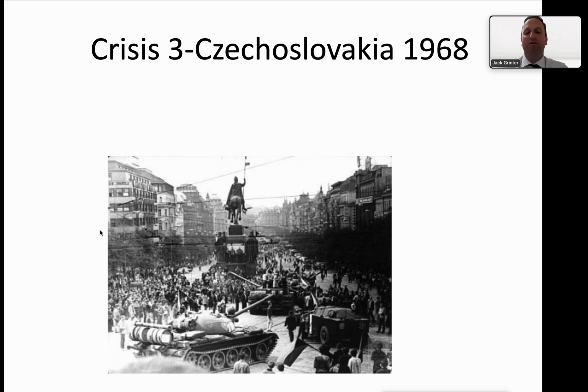Now, the last part of Key Topic 3 is looking at Czechoslovakia in 1968. Just like the Berlin Wall crisis we looked at, late 50s to early 60s, could be mixed up with the Berlin crisis from 1948 to 49, the Berlin blockade, Czechoslovakia in 68 could be easily mixed up with Hungary in 1956.